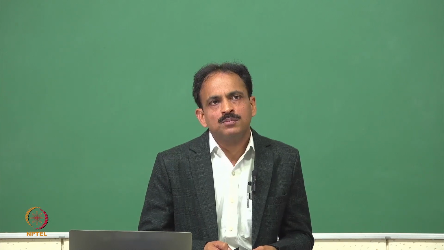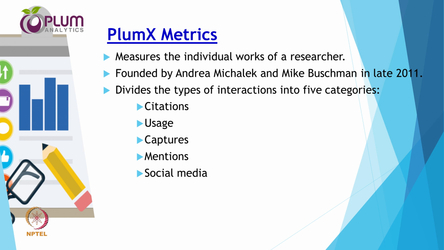Another important tool is Plumx Metrics. Plum X measures the individual works of a research scholar. It was founded by Andrew Michalek and Mike Buschman in late 2011. Plum X is a tool to harvest metrics from various online sources and an impact dashboard for measuring research output. Plum X provides both altmetric and traditional metrics. It divides the types of interaction into 5 categories, which include citations, usage, captures, mentions, and social media.